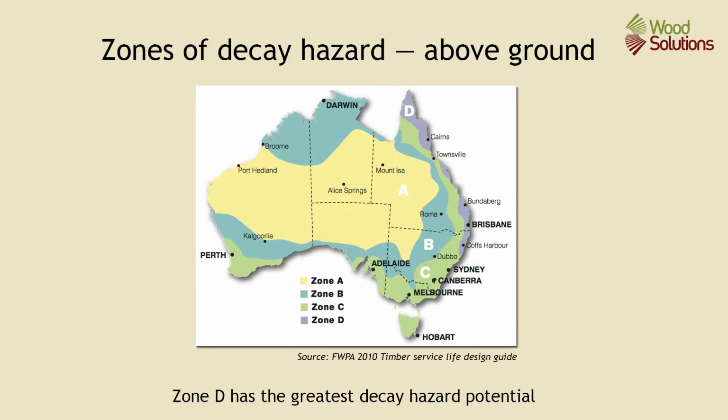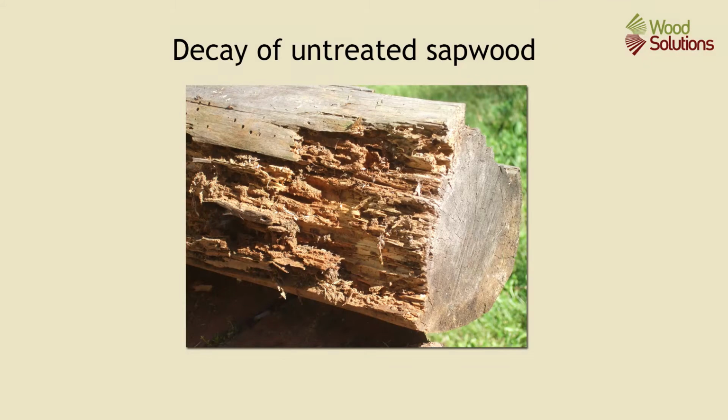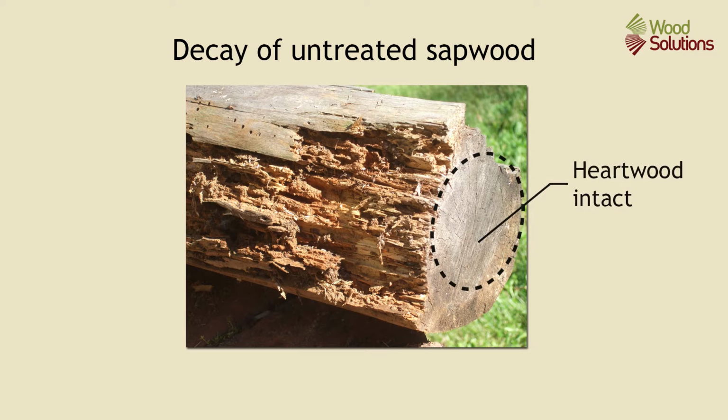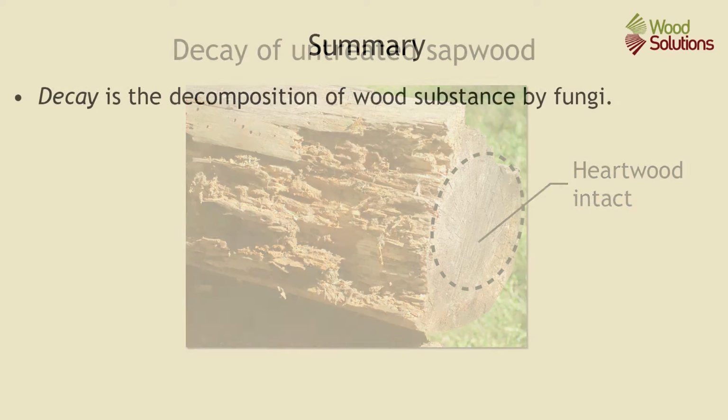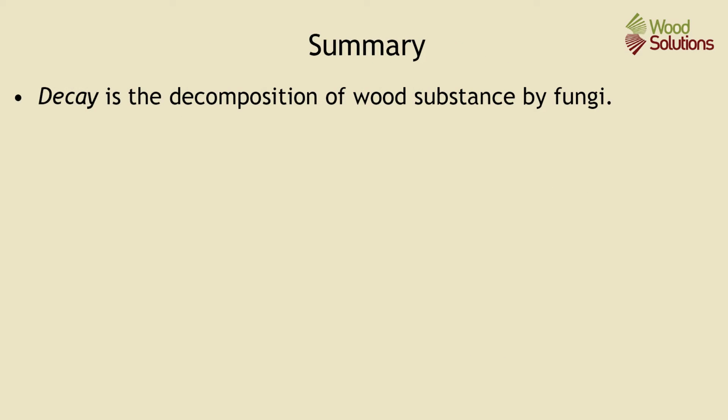This map shows similar relative decay hazard effects, but for timber used above ground. While similar to the zones for in-ground performance, the zones are considerably different. This image highlights one key point: the difference in decay performance of sapwood when compared to heartwood. They perform very differently. As can be seen, decay has eaten away most of the sapwood, while the heartwood is relatively intact.